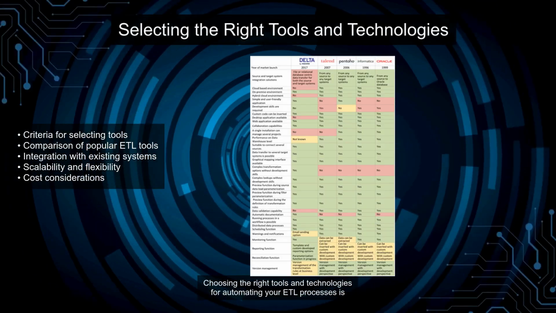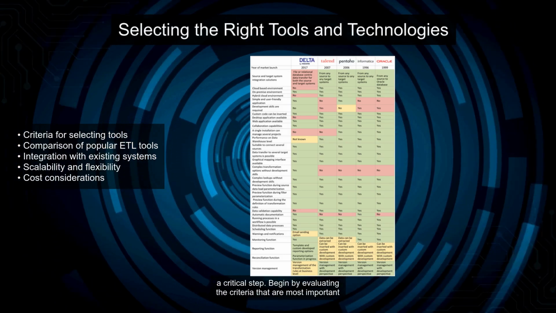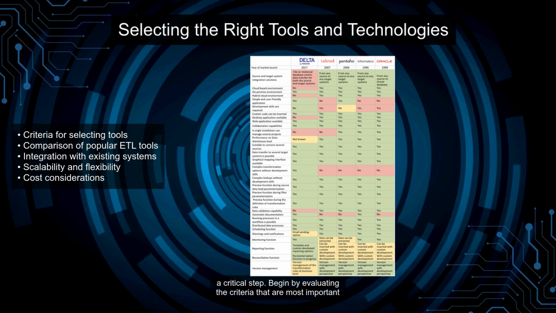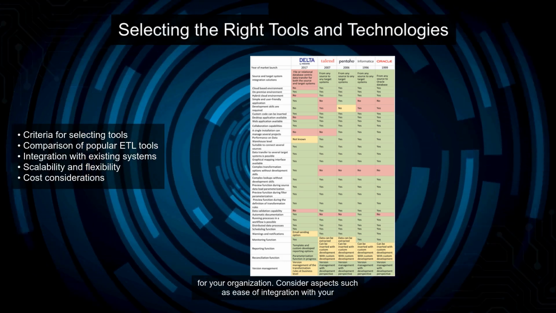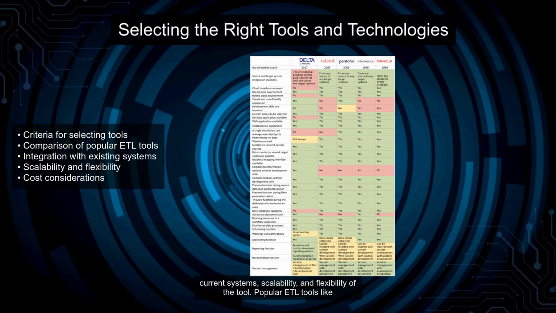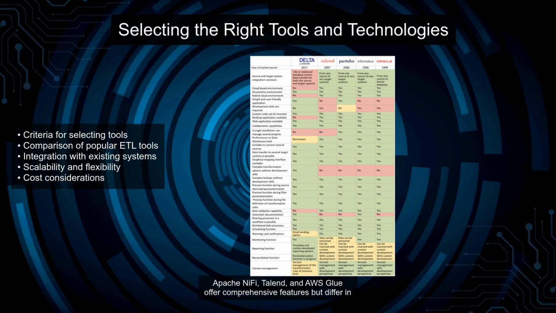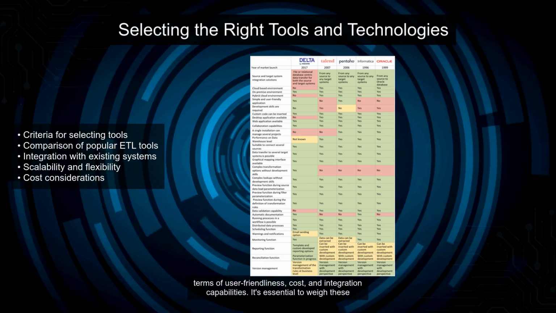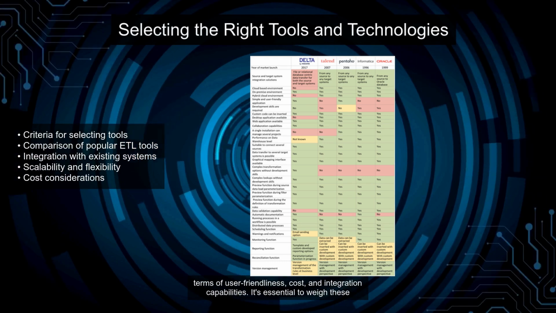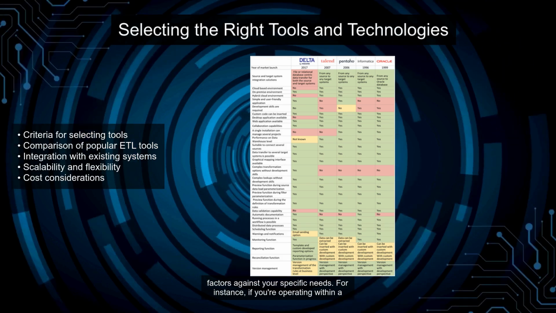Choosing the right tools and technologies for automating your ETL processes is a critical step. Begin by evaluating the criteria that are most important for your organization. Consider aspects such as ease of integration with your current systems, scalability, and flexibility of the tool. Popular ETL tools like Apache NiFi, Talend, and AWS Glue offer comprehensive features but differ in terms of user-friendliness, cost, and integration capabilities. It's essential to weigh these factors against your specific needs.